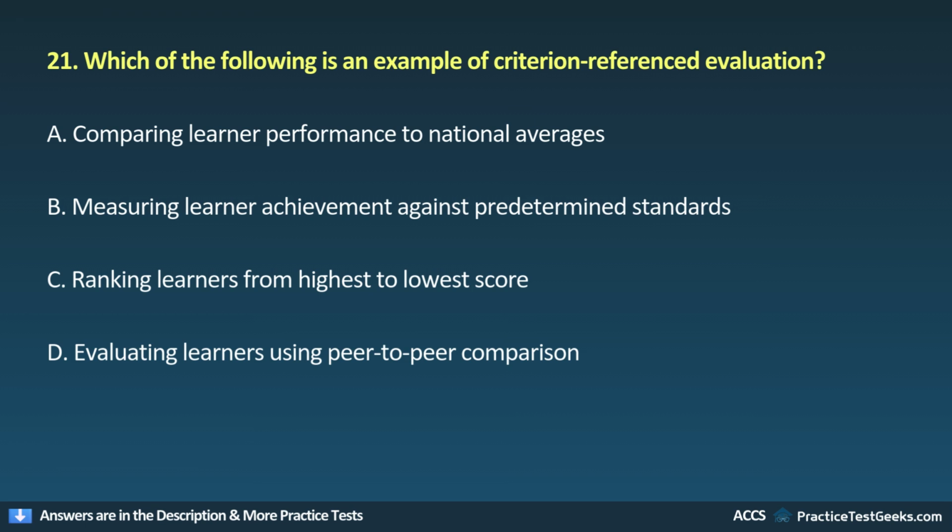21. Which of the following is an example of criterion-referenced evaluation? A. Comparing learner performance to national averages. B. Measuring learner achievement against predetermined standards. C. Ranking learners from highest to lowest score. D. Evaluating learners using peer-to-peer comparison.